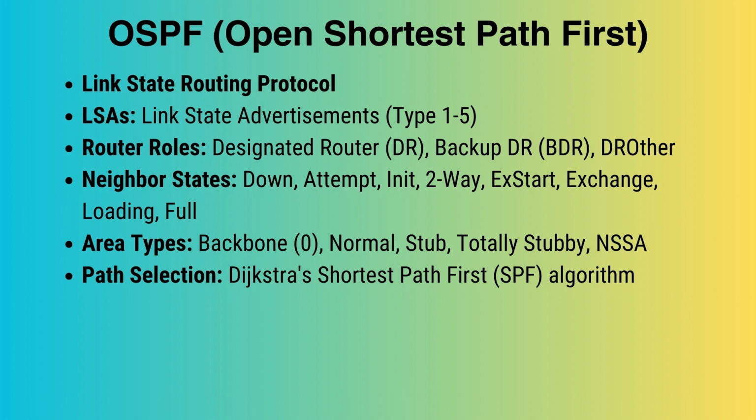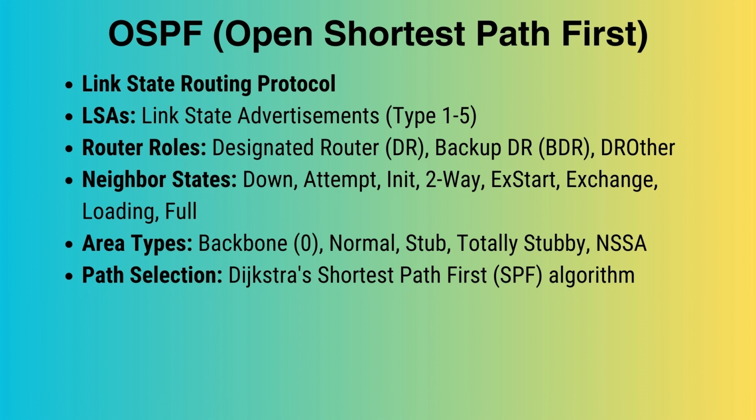OSPF divides networks into areas to optimize routing: backbone, area 0, normal, stub, totally stubby, and not so stubby area, NSSA. OSPF establishes neighbor relationships through states: down, attempt, init, two-way, exstart, exchange, loading, and full, representing the progression of neighbor establishment and synchronization. Router roles include designated router (DR), managing LSA distribution on multi-access networks, backup DR (BDR), assuming the DR role if the current DR fails, and DR other, regular routers that are neither DR nor BDR.